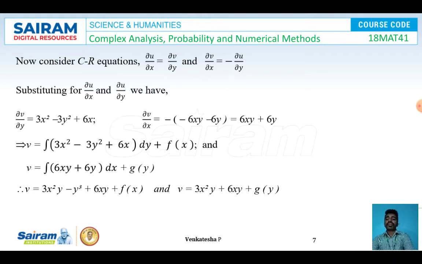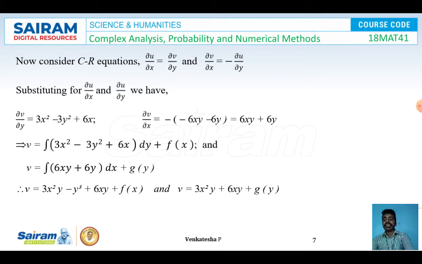So I got the equation ∂v/∂y is equal to 3x² minus 3y² plus 6x. ∂v/∂x is minus of ∂u/∂y. So I got minus of minus 6xy minus 6y, I got plus 6xy plus 6y. So now to find the value of v, I'm going to integrate this equation with respect to y partially, treating x constant, and integrating this equation with respect to x, treating y constant.